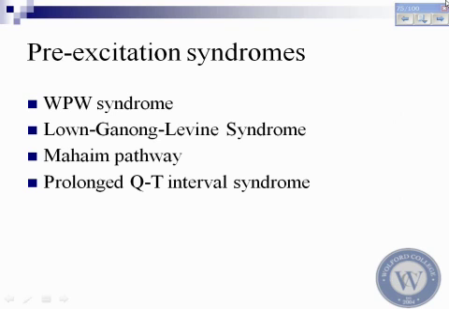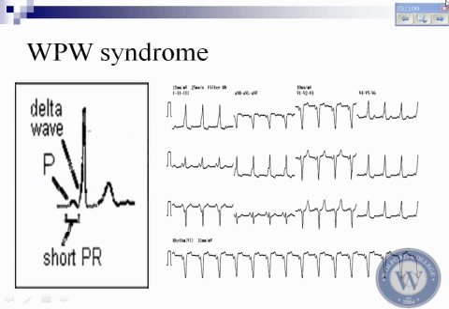Then you've got pre-excitation syndromes. You have WPW, Lown-Ganong-Levine syndrome, Mahaim pathway, and prolonged QT interval. We'll talk about those. WPW is something that occurs in the operating room in somebody who's undiagnosed and usually does not have an EKG, because you don't get EKGs on 20-year-olds.